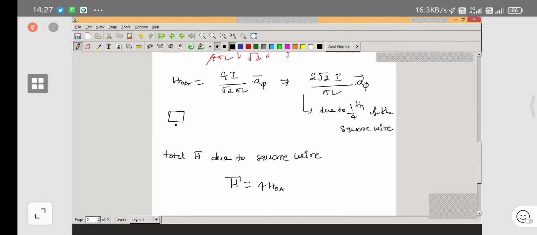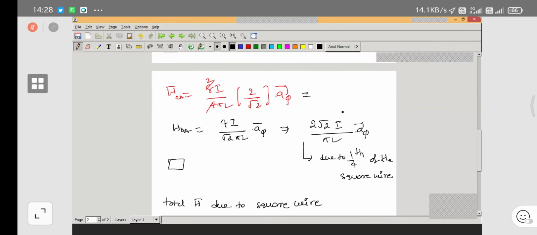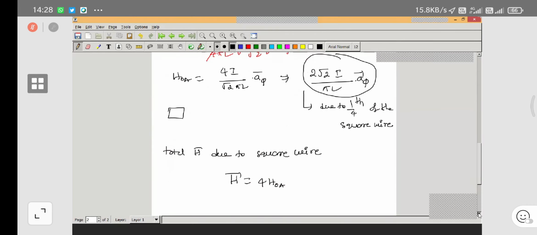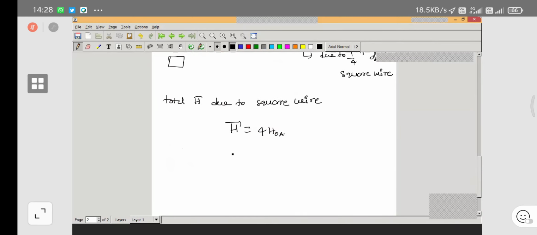This is the 4: 1, 2, 3, 4. Just the multiplication of 4 into H_AB. What is this 4 into H_AB? H_AB we know from the above equation. Important, just keep it in your mind, as they will ask problems on this also. You can practice the problems. Just keep the last final equation in your mind.